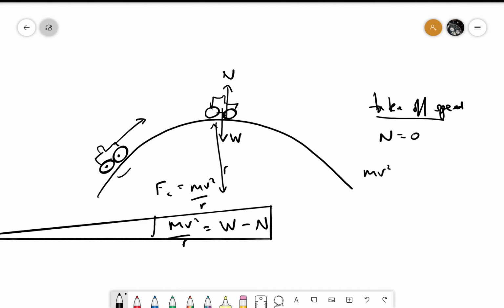So mv squared over r equals W, which equals mg. So if you know the mass of the car, you know the speed of the car, you know the radius. Well, if you know the radius, you can work out the speed if you know the mass. And our masses cancel. So we're left with v squared equals rg. v equals root rg. So next time you're out in a car, guys, give it a try.